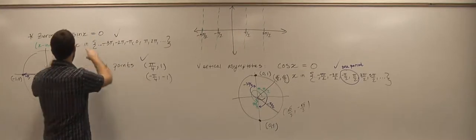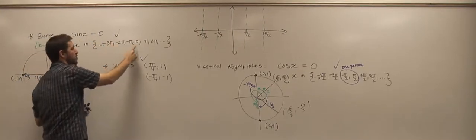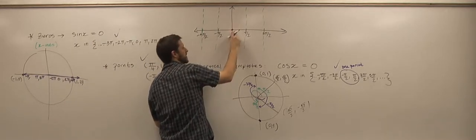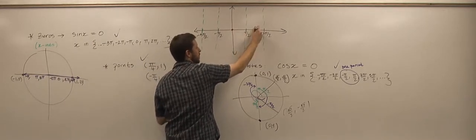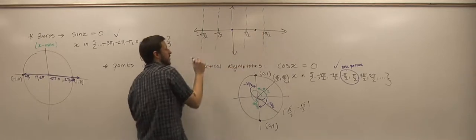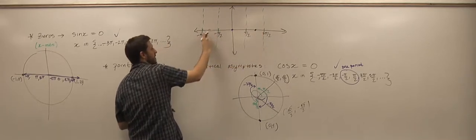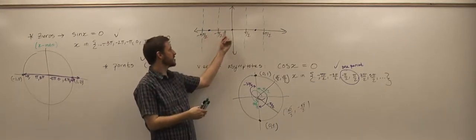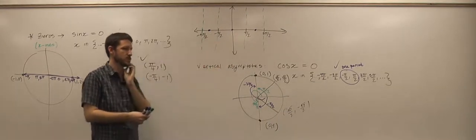Then I know that it has zeros at integer multiples of pi. So I have an x-intercept here because that's 0. I have an x-intercept at pi because pi is right between these two. I have an x-intercept at negative pi because negative pi is right between these two. So the way tangent breaks down, it has an x-intercept right in the middle of its 2 asymptotes.